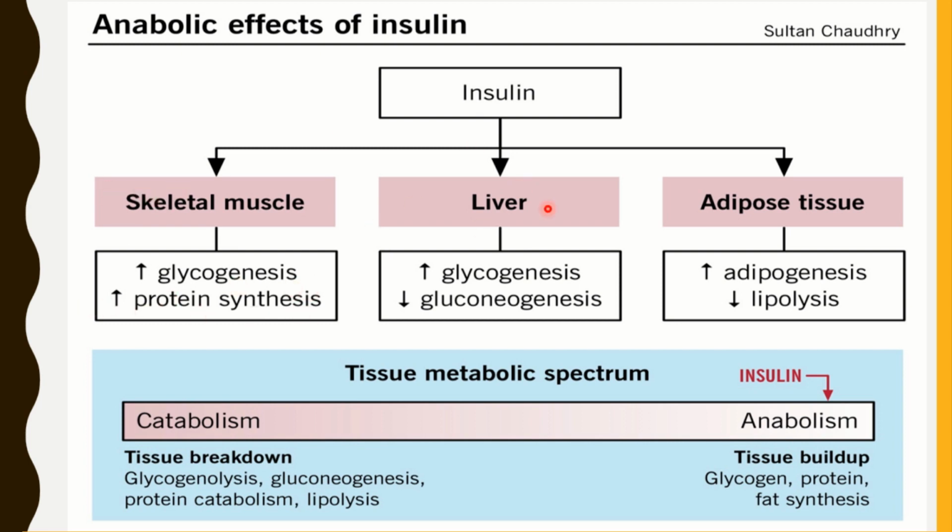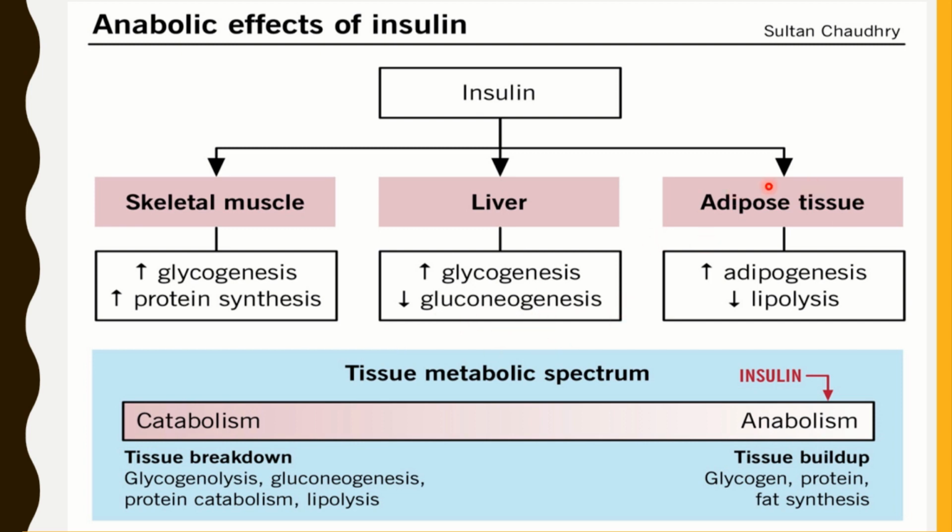Now in the liver, insulin acts on the liver and increases glycogenesis. Again, it will convert the glucose into glycogen and increase glycogen synthesis. And it will reduce the gluconeogenesis. Now what is gluconeogenesis? It is the production of glucose from non-glucose substances such as amino acids and fats. So it will reduce the production of glucose, because insulin is used in hyperglycemia. We want to reduce the amount of glucose, so it will reduce the gluconeogenesis.